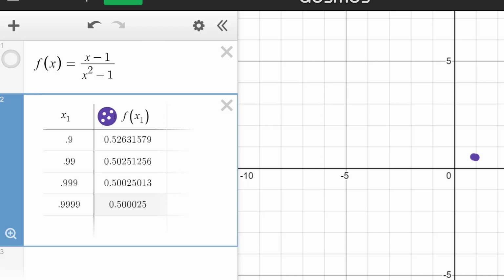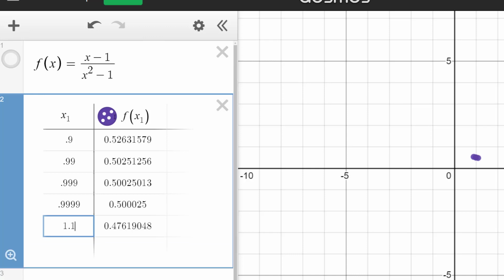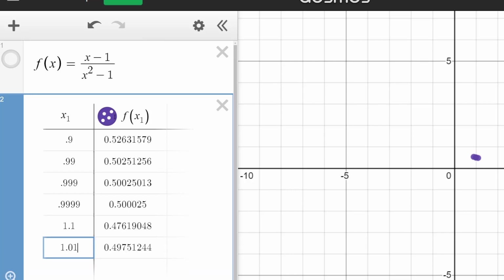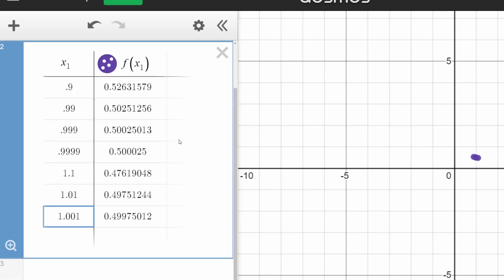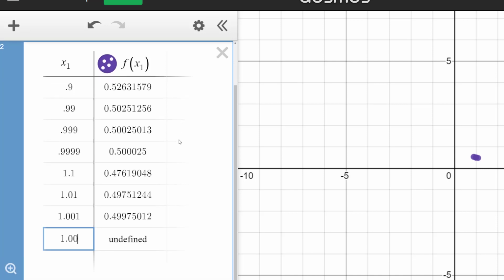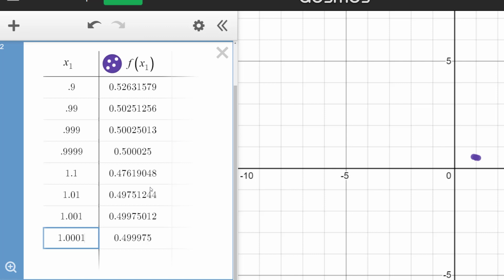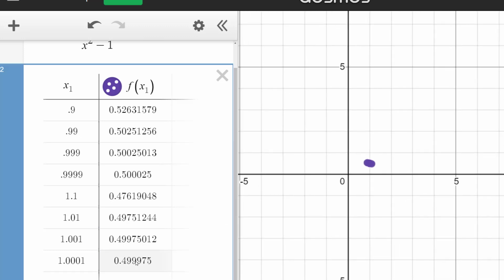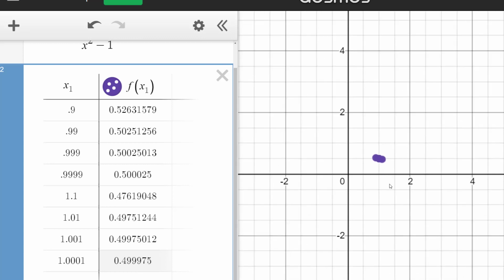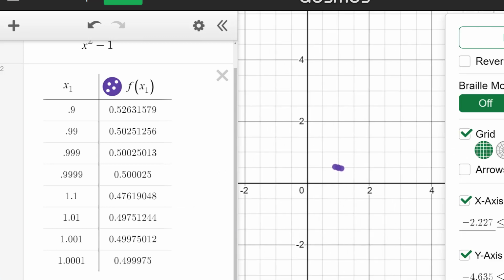Now if you take a look at those outputs, as x gets really close to 1, it looks like the y values are getting close to a half. Along the same lines, if you tried the other side of 1, so 1.1, this is the right-hand side of 1, or 1.01, or 1.001, and one last one, 1.0001, you can see that from the right-hand side, the y values, again, look to be approaching 0.5, and in fact they are.